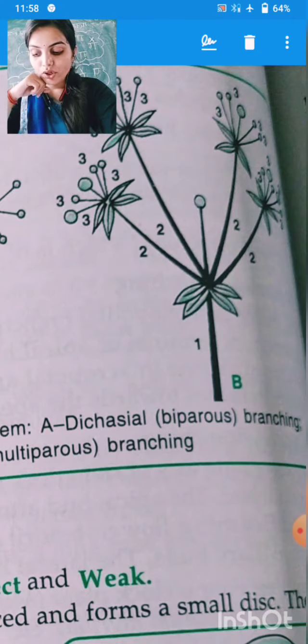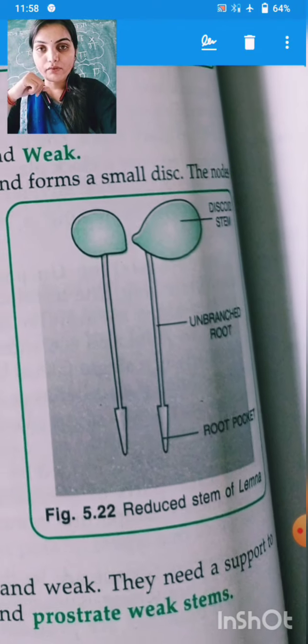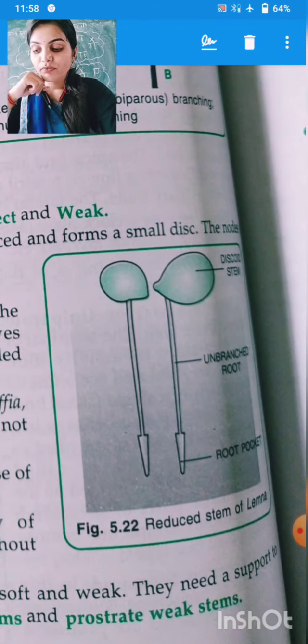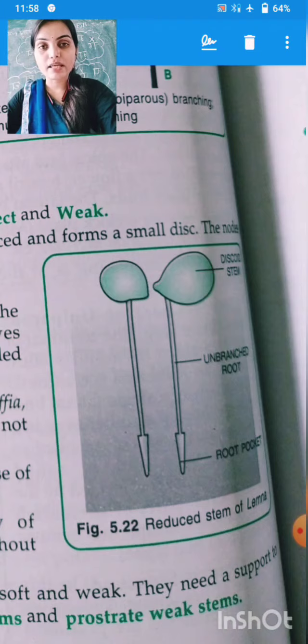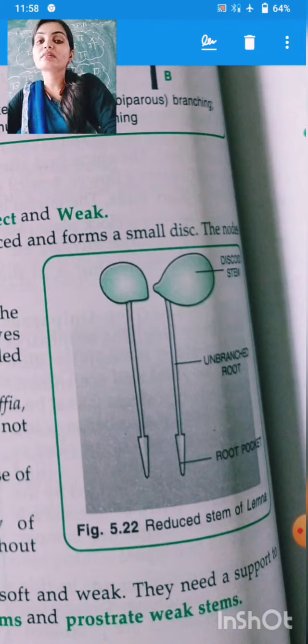Okay, now reduced stems of lemon. With this diagram you can see the different types of stem, for example the discoid stem, unbranched root and root pocket. The discoid stem is that green structure, showing that the stem is discoid in structure. The tapering point present at the bottom is the root pocket, and the unbranched root is the middle part.